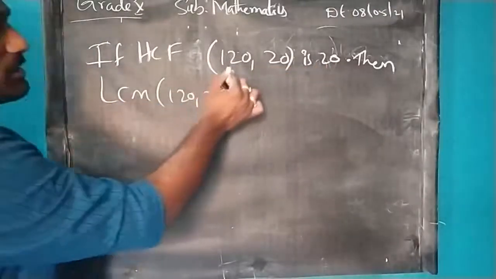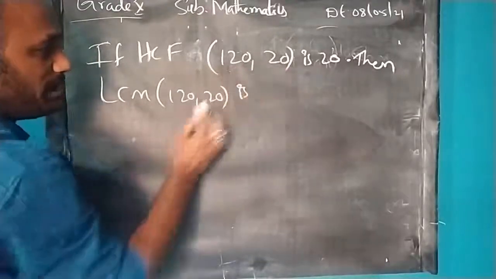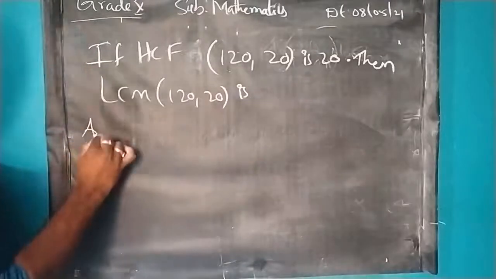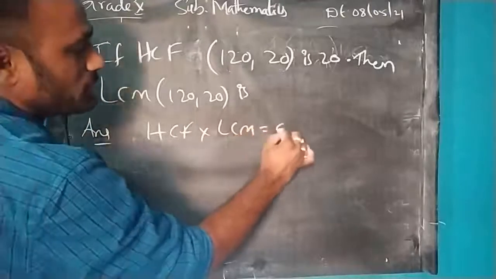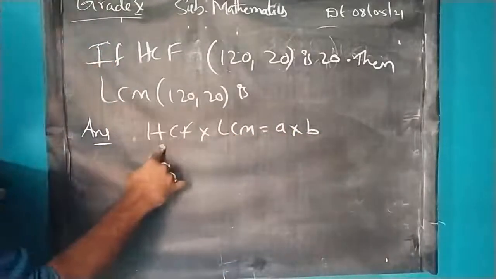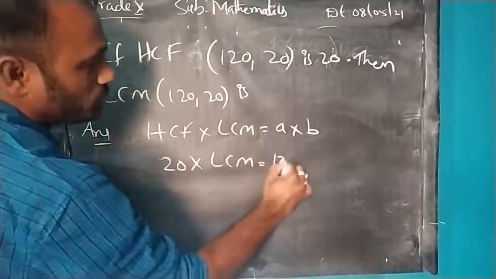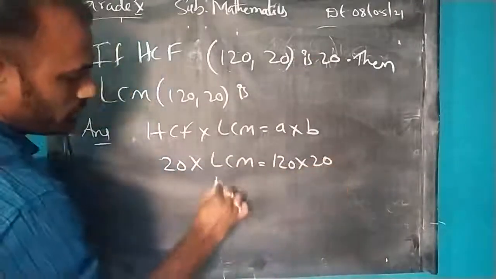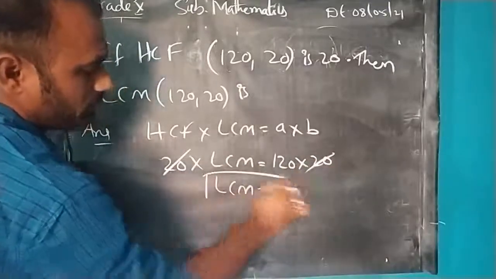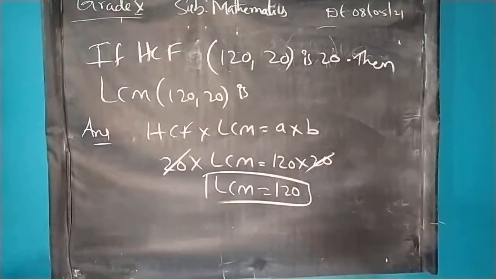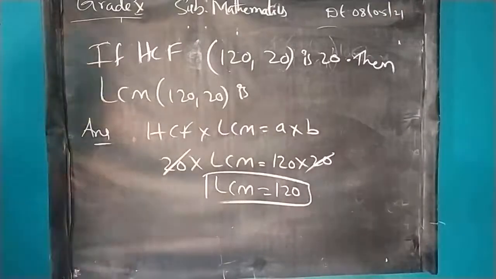So it is clearly mentioning that the two numbers are 120 and 20. In the brackets, whatever numbers are there are the two numbers, that is A and B. So we know the relationship between these, that is HCF into LCM is equal to A into B. So your HCF answer is given as 20 into LCM is equal to the two numbers 120 and 20. So the 20 gets cancelled. So 120 will be the LCM answer. This is the way to utilize this formula.